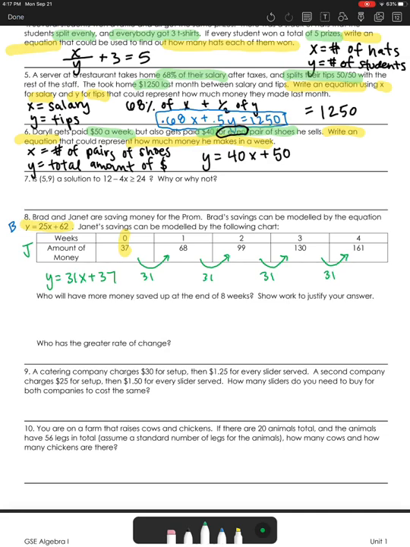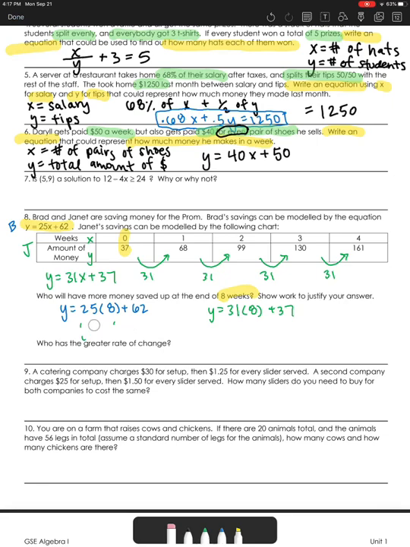So who will have more money saved up at the end of 8 weeks? Well, in our table, we can clearly see weeks is x and the amount of money is y. And so if we see weeks, 8 weeks, that means we need to plug in 8 for our x into each equation. So for Brad's equation, we have y equals 25 times 8 plus 62. And for Janet's, we have y equals 31 times 8 plus 37.